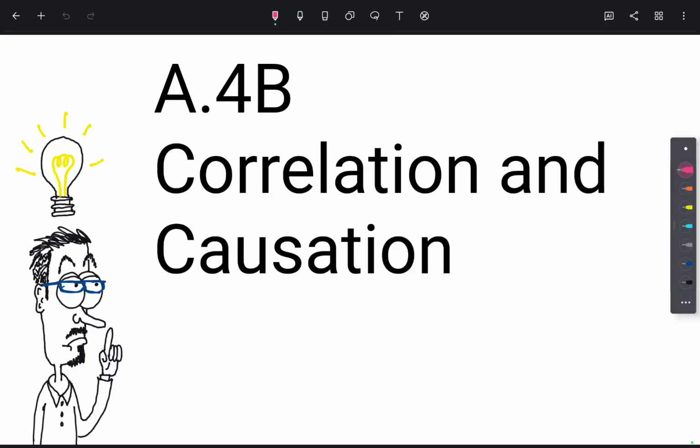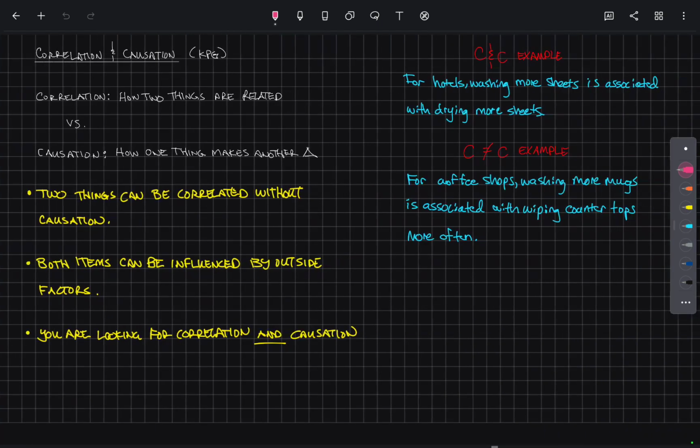Correlation and causation. Two things can be related, but one doesn't necessarily mean it causes the other. So if two things are directly related, then they are correlated. Just because there's a correlation between two things does not mean it leads to something else that's not related to it. And this is all very strange talking about it, so let's just take a look at some examples.